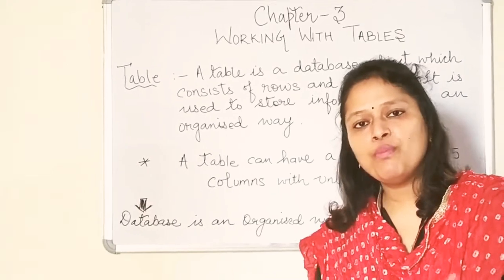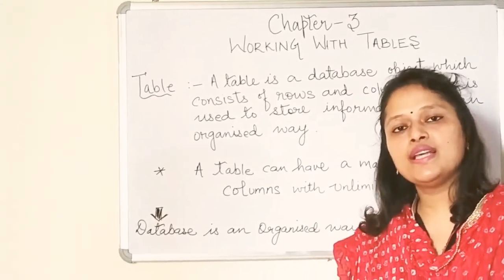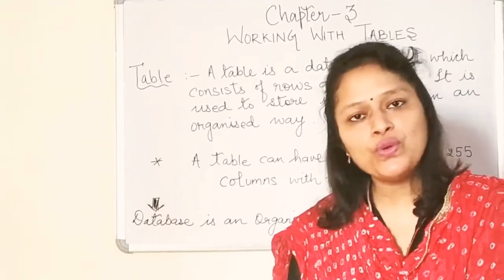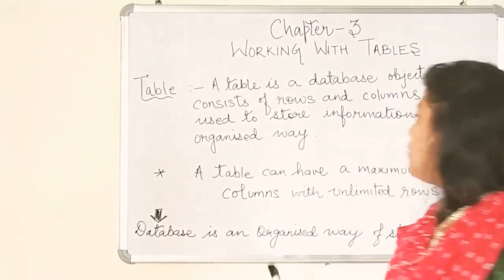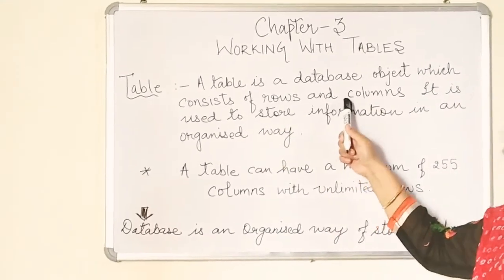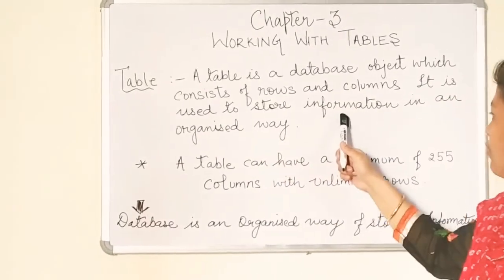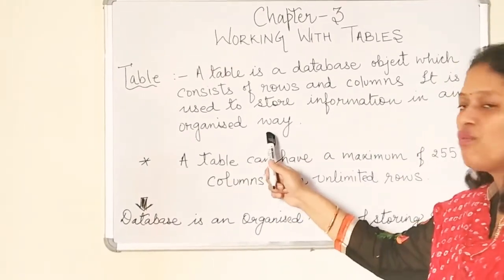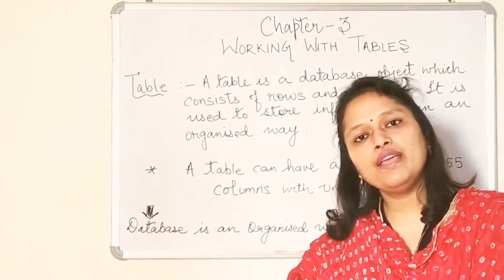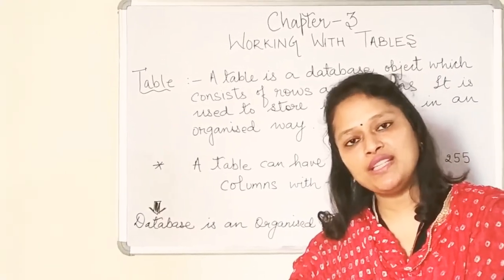Now suppose if you have to manage this kind of data, you would require a table. A table is an organized way of storing information, and a table is a collection of rows and columns. A table is a database object which consists of rows and columns. It is used to store information in an organized way. By using a table, we can store the information in an effective, easy way.